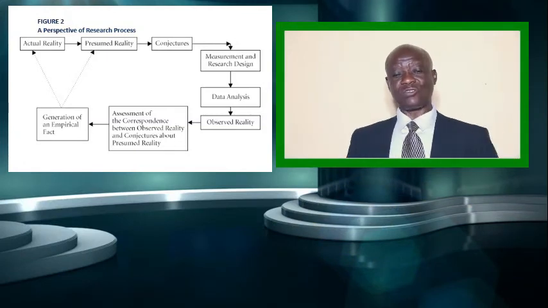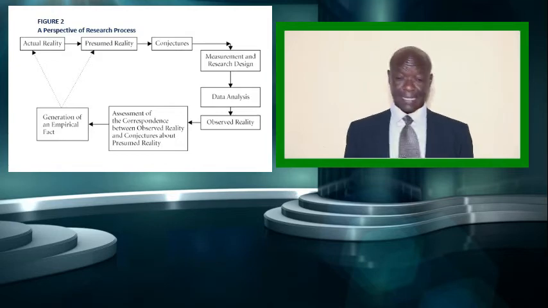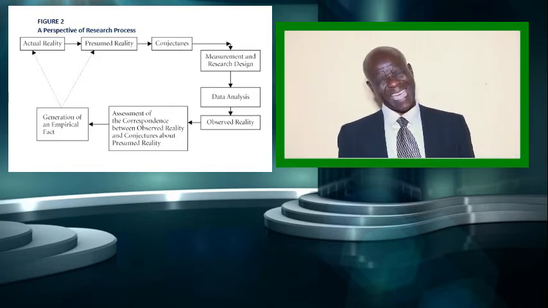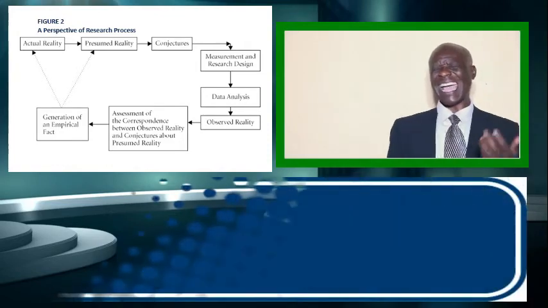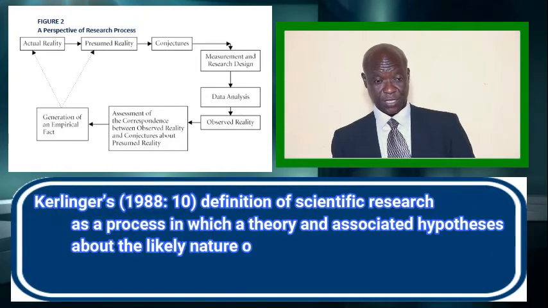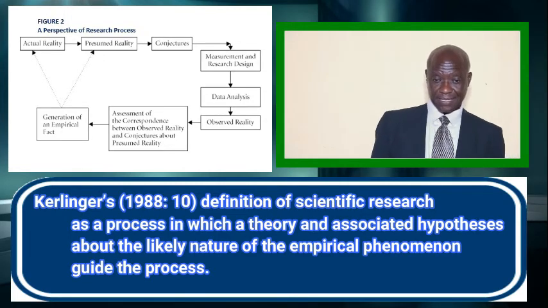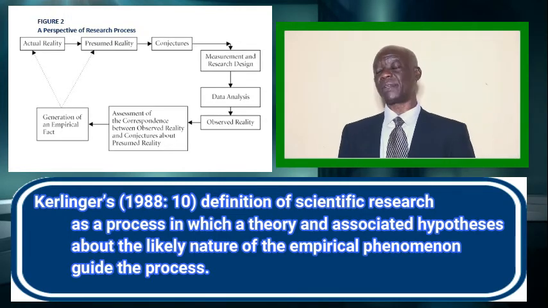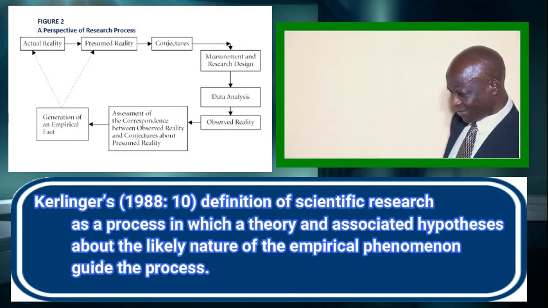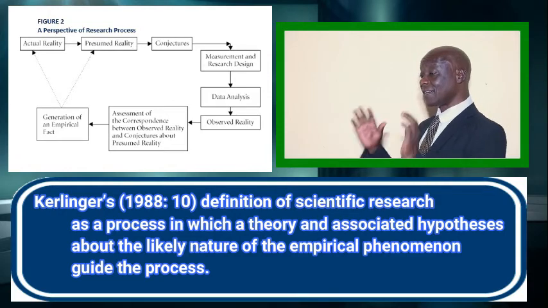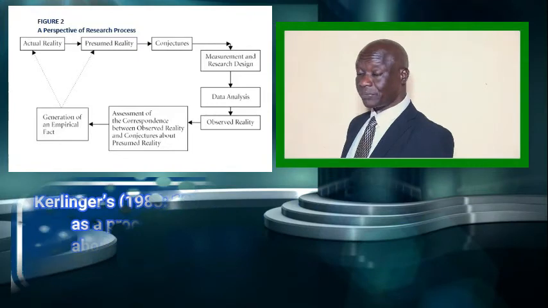And the guiding role of a theory in the research process is also reflected in the works of Kellinger, 1988, I think. He looks at the entire scientific research as a process in which a theory and the associated hypothesis about the likely nature of the empirical phenomenon guide the process. And the various discussions suggest that a theory is a significant part of the scientific research process. So you can't actually ignore a theory.